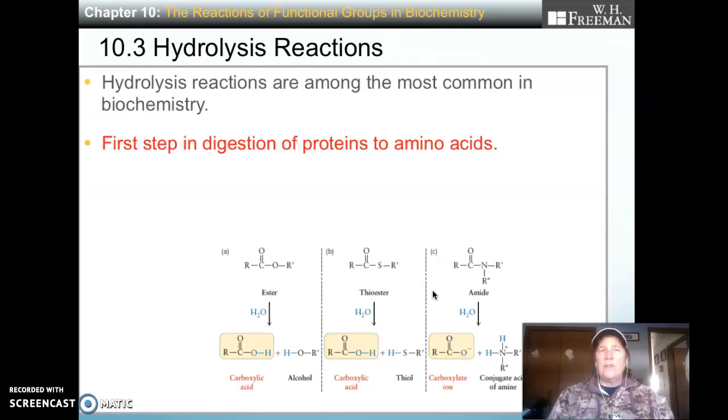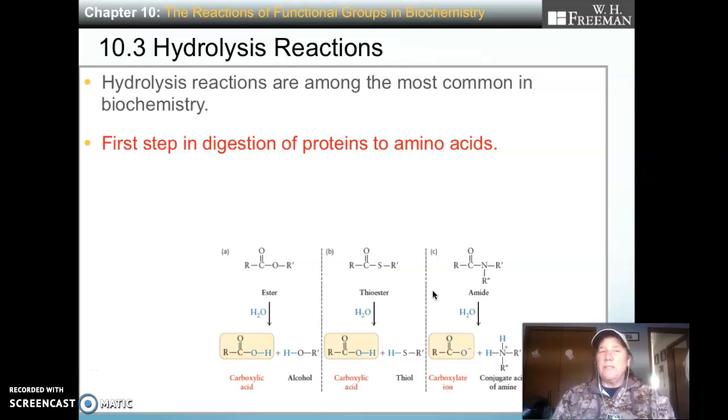Okay, there's another type. It's called hydrolysis. Okay, water, lysis. It's breaking down things using water, basically, and it is the most common reaction that occurs in your body and biochemistry.